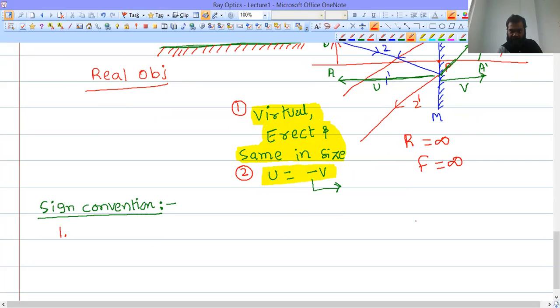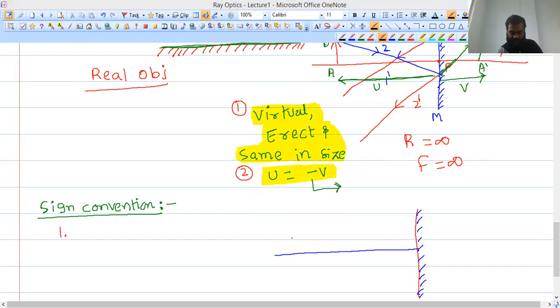Suppose I am having a plane mirror in which one of the surfaces is reflecting and the other surface is silvered. With respect to the pole of the mirror, we are having the principal axis. Again, I'm repeating, the principal axis is defined as the axis which is passing through the pole of the mirror and perpendicular to the mirror. Okay.